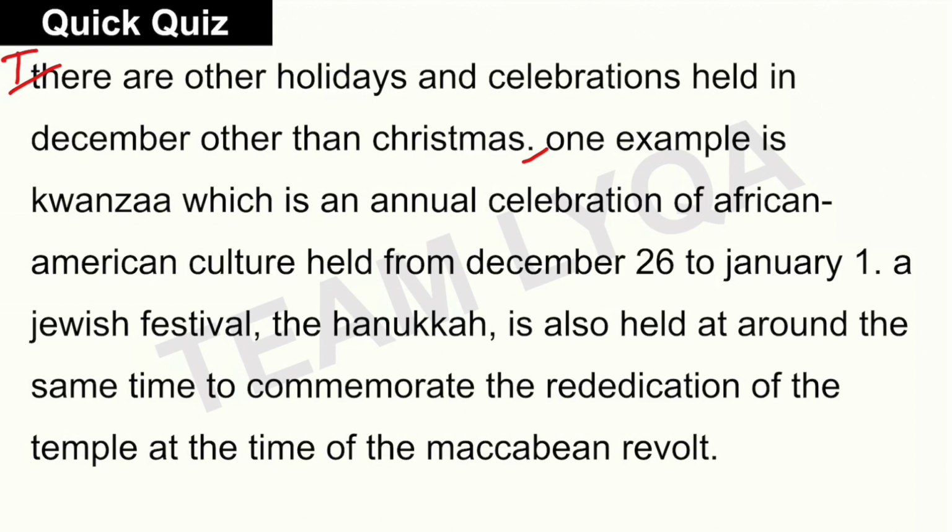Now, December is a month. So ito dapat capital din siya. Other than Christmas. Ang Christmas, holiday yan. Dapat yan, capital C. Okay? Next, we have the next sentence.